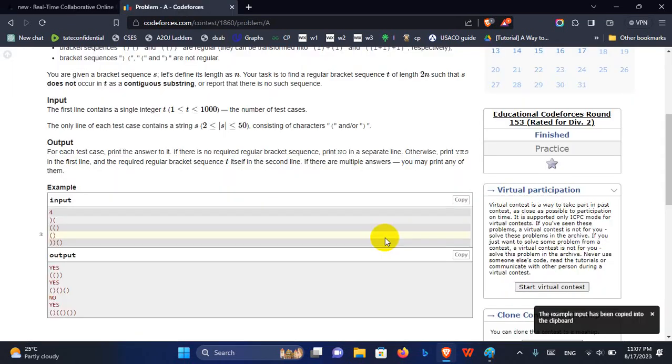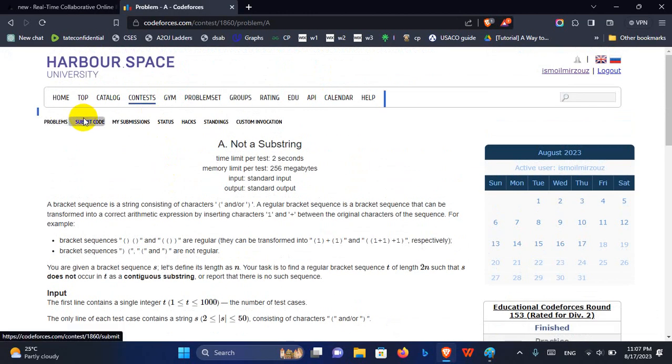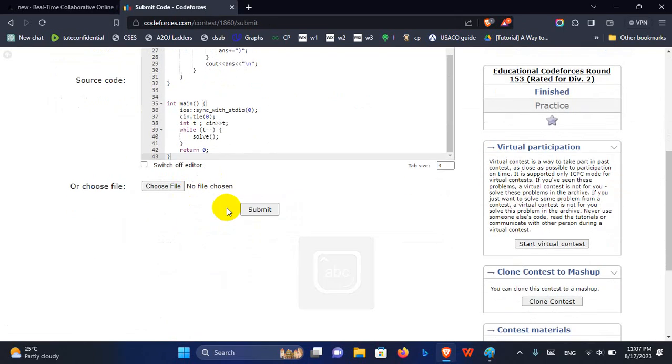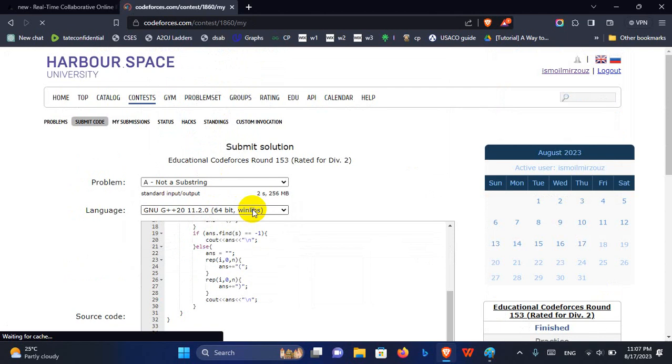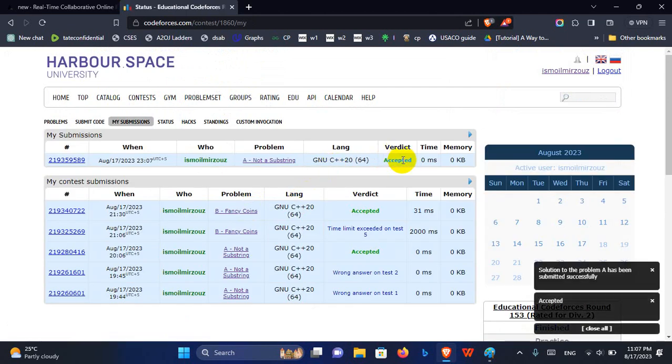So this solution worked. We will submit our code for A. So it's accepted.